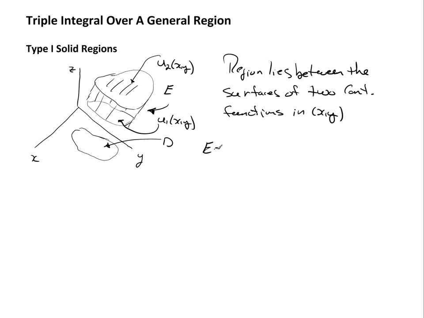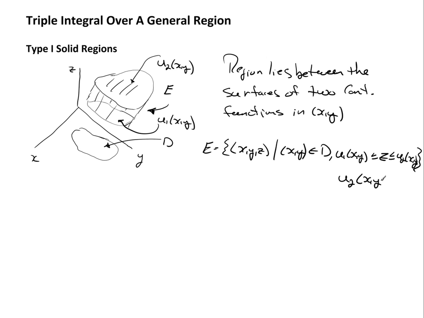So I can define E as being the set of x, y, z such that xy is in this region D down here on the xy plane, and U1 of xy is less than or equal to z, which is less than or equal to U2 of xy. Barely got it in. And in case you can't read that, that's U2 of xy.